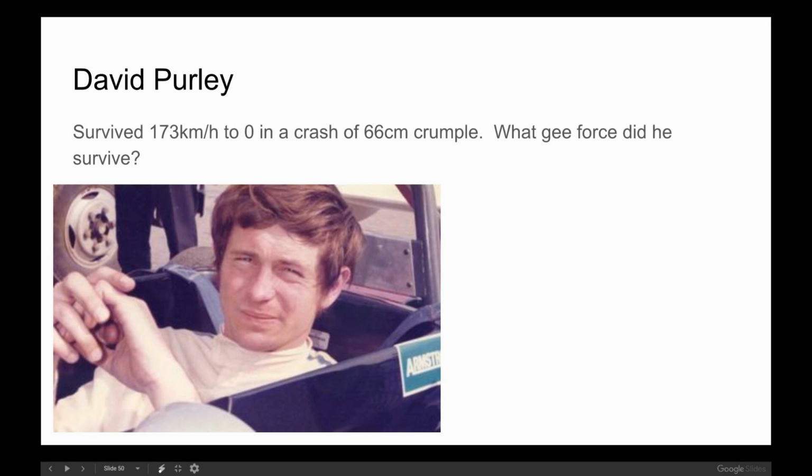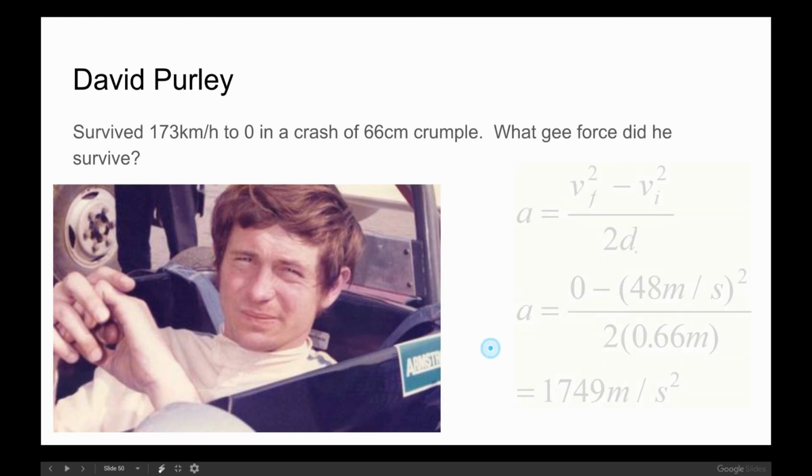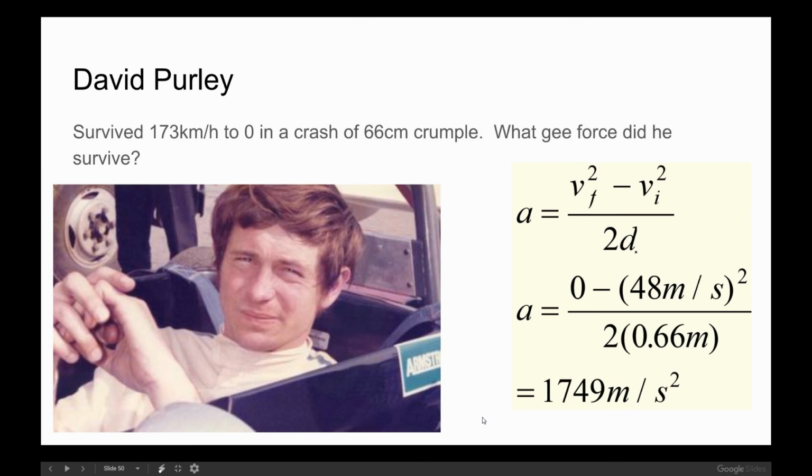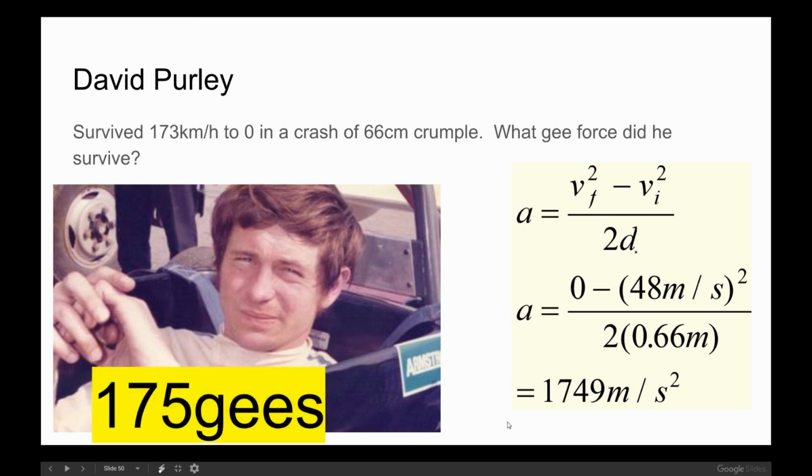David Purley survived a crash in which his car came from 173 kilometers an hour to rest in 0.66 meters, just from the denting. Which G-force did he survive? There are 2 conversions to do: kilometers an hour to meters a second, and the centimeters to meters, and we get 1749 meters per second squared, which is roughly 175 G.